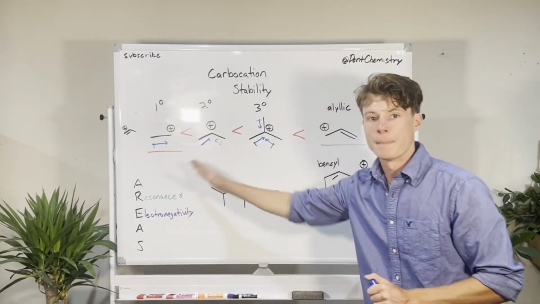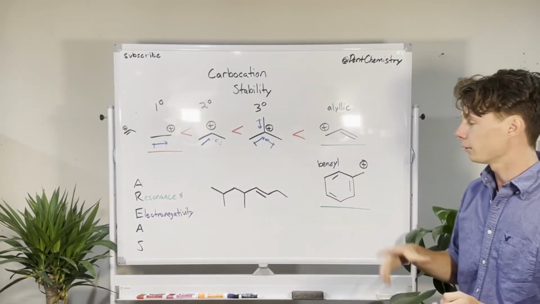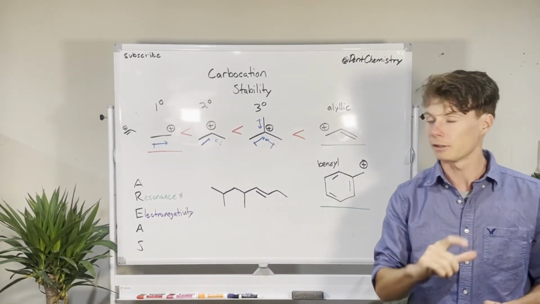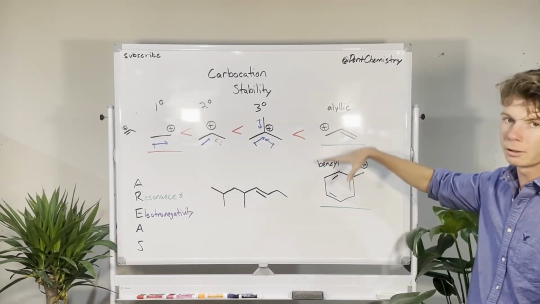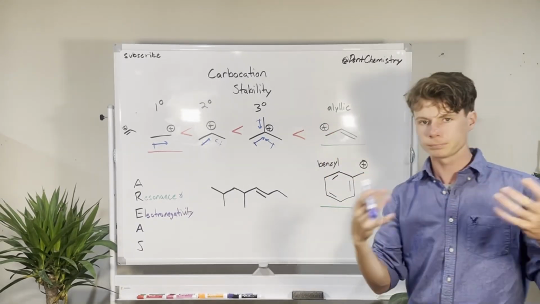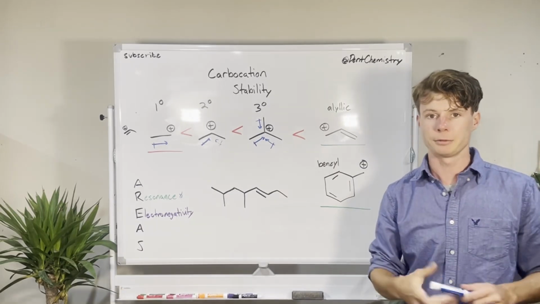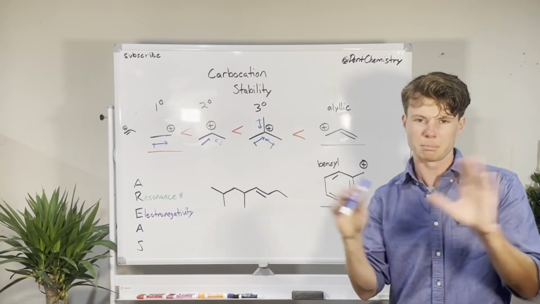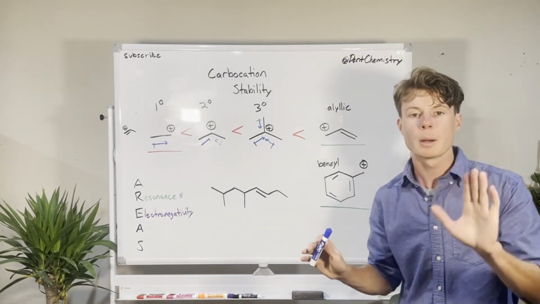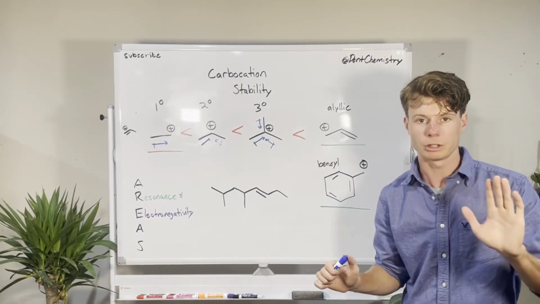Then we get into our best carbocations for a different reason. Resonance. That's going to be our allylic and benzylic carbocations. These are going to be about equal stability. Some other factors maybe depending on conjugated system size and so on. Doesn't matter. Just remember, allylic and benzylic are most stable.